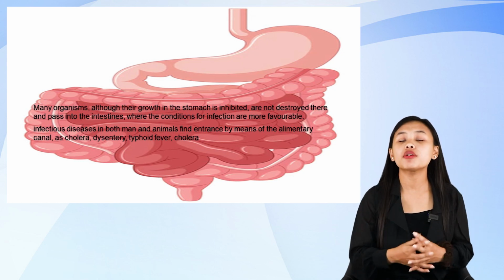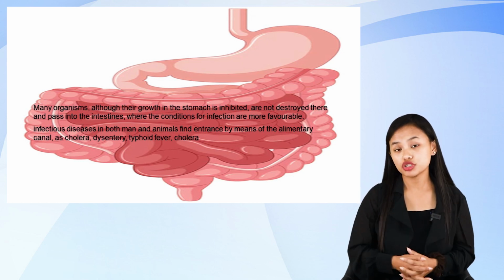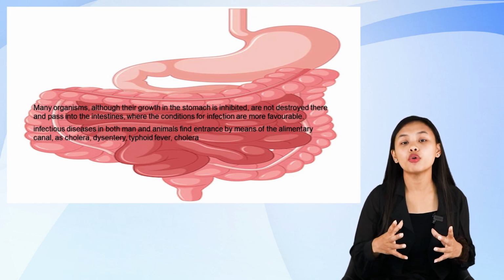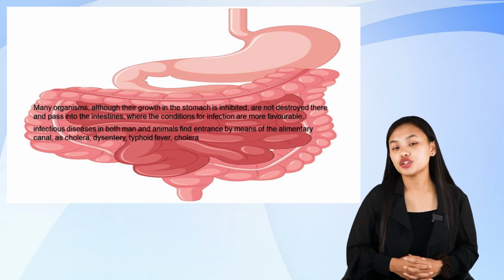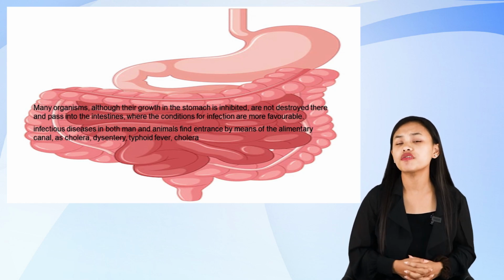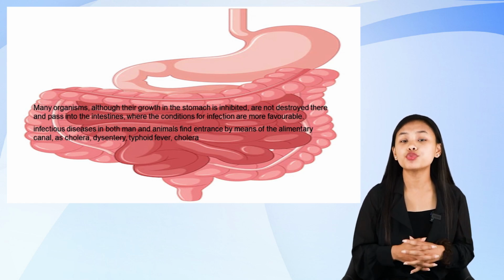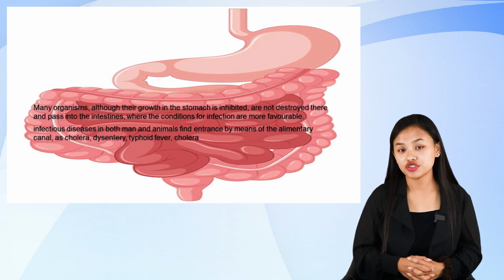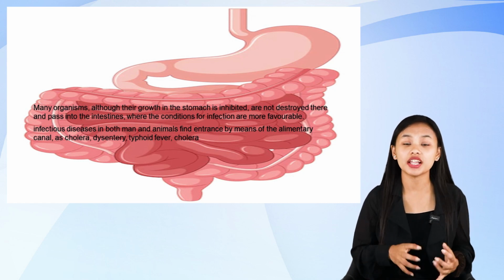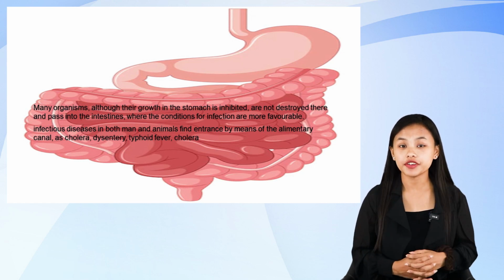This large and very irregular surface is bathed in fluid, which is also a good culture medium, but here only a single layer of cells covers it. So here many of the organisms which cause infectious diseases in both man and animals find their entrance by means of the alimentary canal, such as in conditions like cholera, dysentery, as well as typhoid fever.